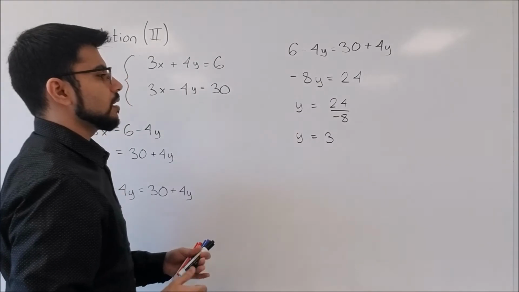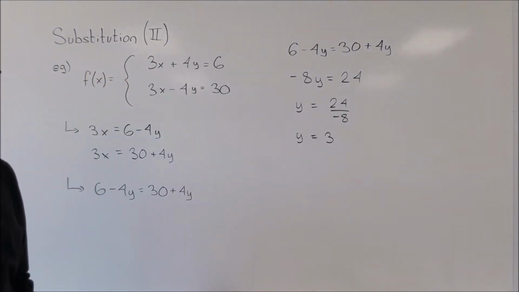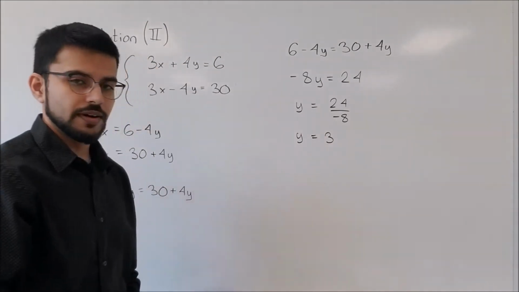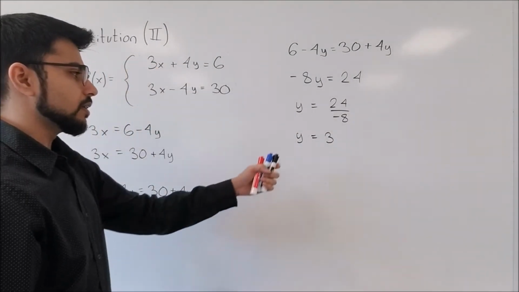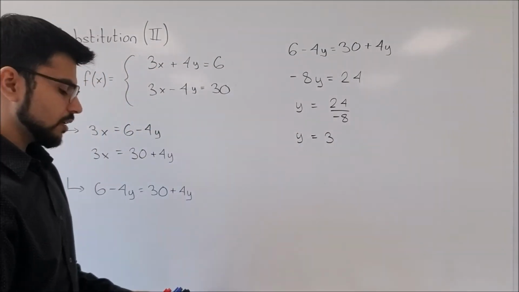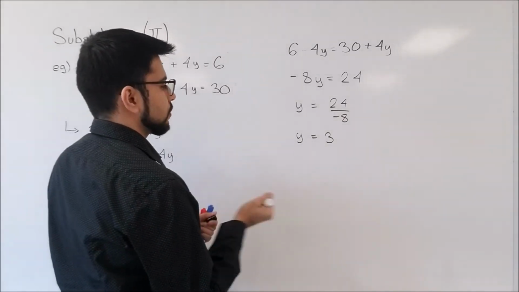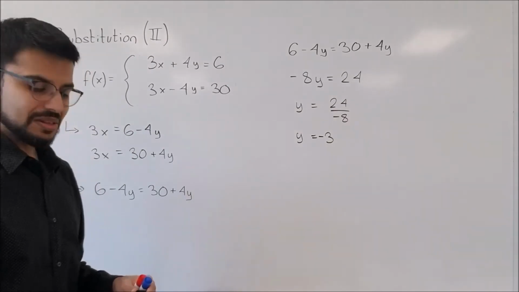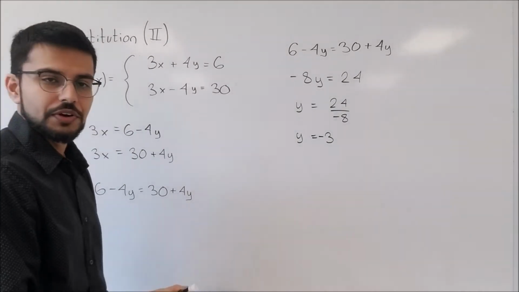Then I can divide both sides by -8. That would isolate my y value. I end up getting y equals 24 divided by -8, and 24 divided by negative 8 should give me negative 3. Don't forget your negatives because that will make things a little bit awkward when we solve for the other variable.